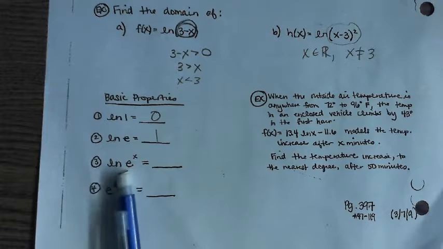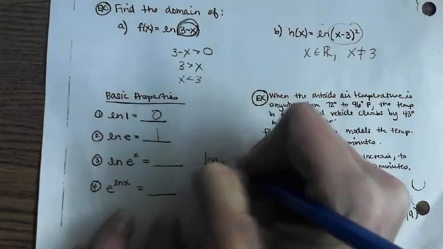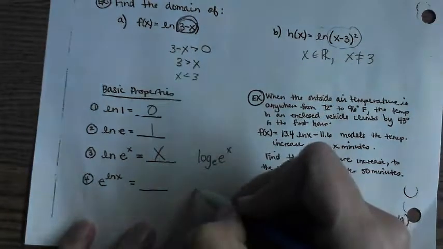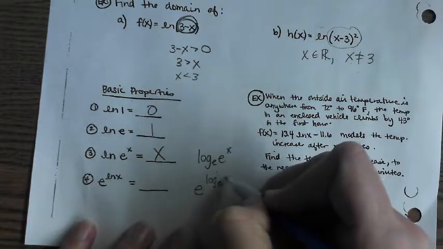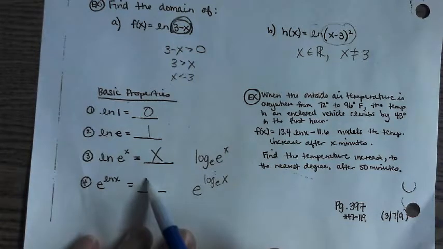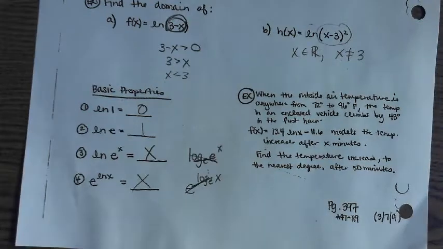This is log base e of e to the x. What's that? Just x. And this last one is e to the log base e of x. What's that? X. Those sort of cancel, just like those sort of cancel.